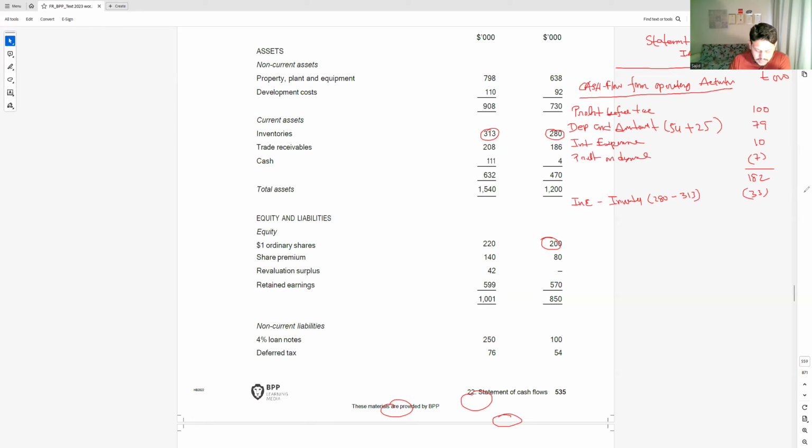All right. The next one, we'll do the same thing for the trade receivables. Trade receivables also increased. I'm going to say increase in trade receivables from 186 to 208. Same story. Increasing is not good because the customer is not paying. We make more credit sales, but the customer is not paying. 208 minus 186, 22.